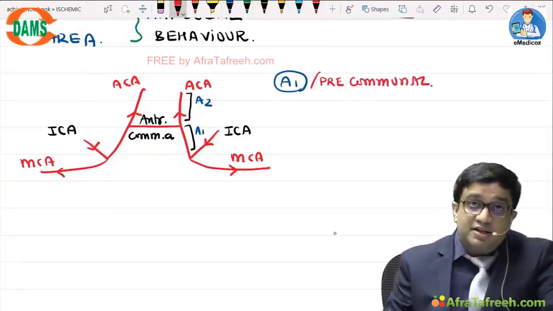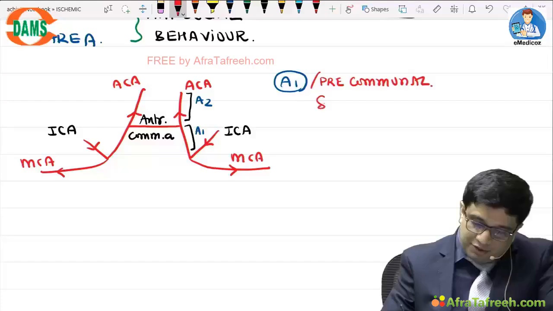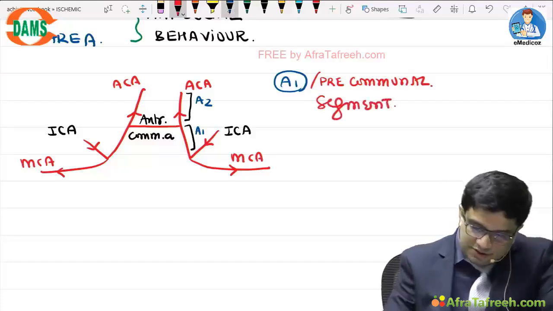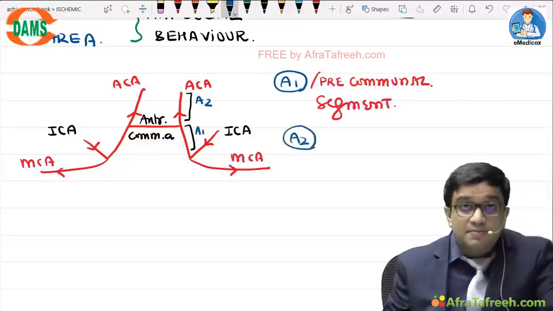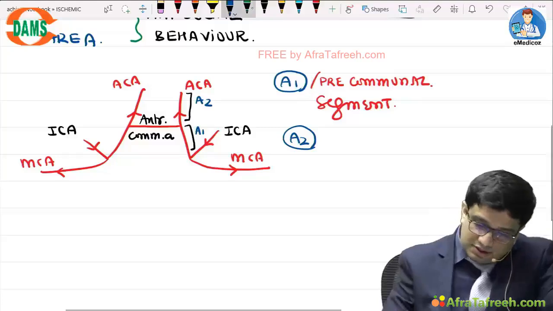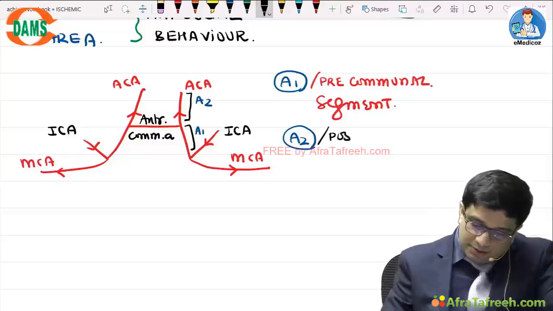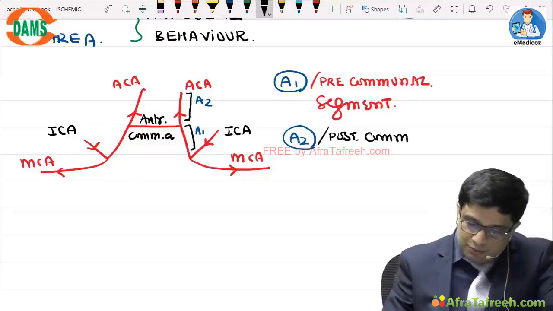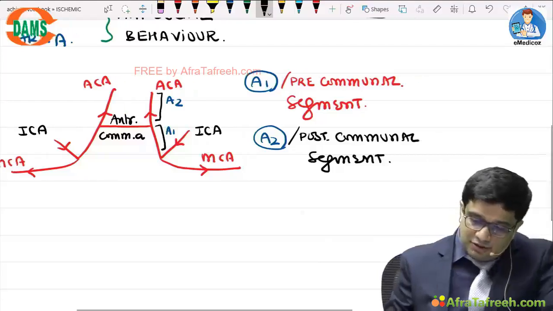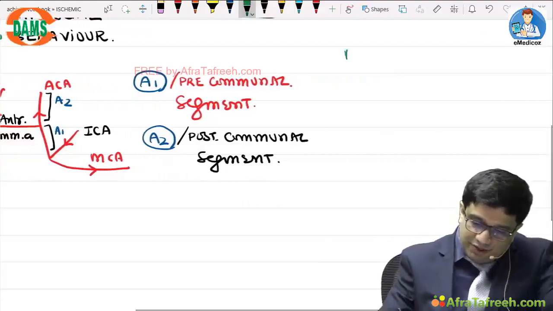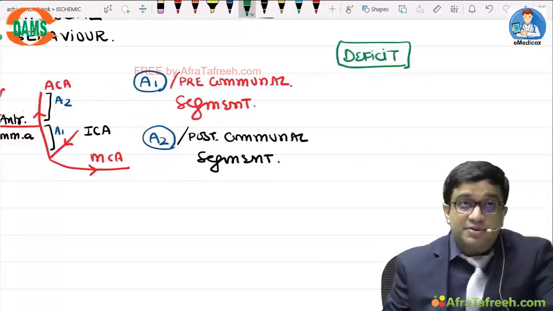The communicating artery before that is a pre-communal segment, right? On the other spectrum, when I look at the A2, this one happens to be the post-communal segment, the segment after the communicating artery, right? Now I'm telling this because based on them we find a particular deficit. So it's very clear in the diagram, as you can understand.